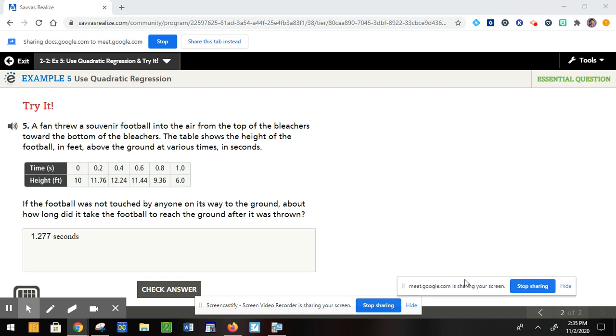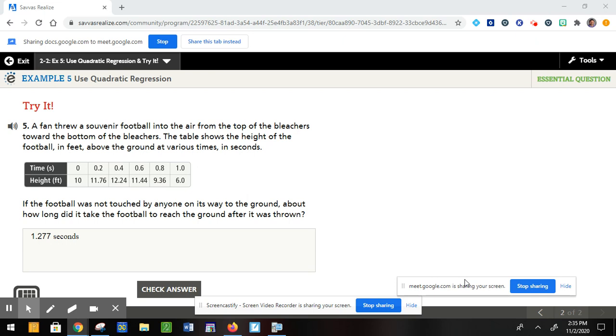All right, so for this one, it says a fan threw a souvenir football into the air from the top of the bleachers toward the bottom of the bleachers. So that's why his or her height is 10 to start, because they're up in the bleachers, and then time is 0 because that's when it starts. And then as time goes, the ball goes up and then it goes down. Then the question is, how long does it take the ball to hit the ground after it was thrown?